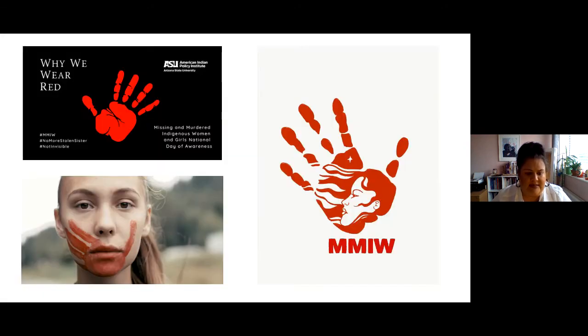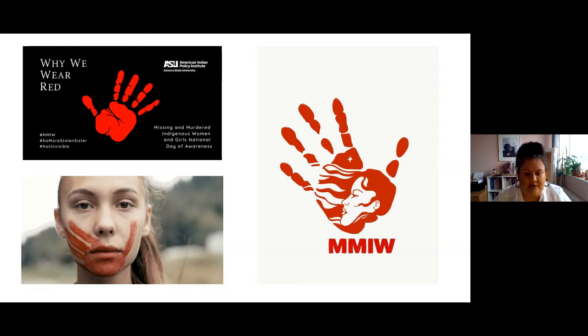Red is the official color of the hashtag MMIW campaign, but the color red actually has a deeper significant cultural value attached to it. For many tribes, the color red is known to be the only color that the spirits see. So it's hoped that by wearing red, we can call back the missing spirits of our women and children so we can lay them to rest.